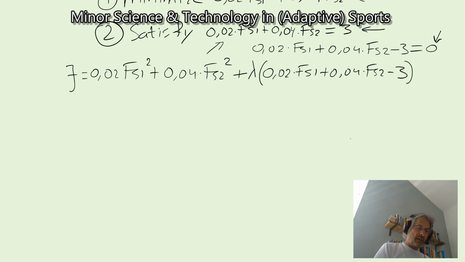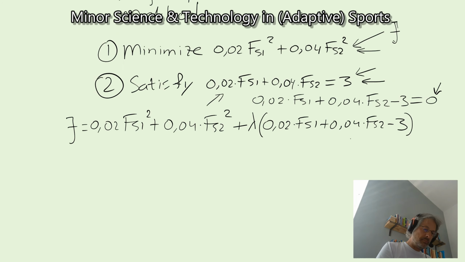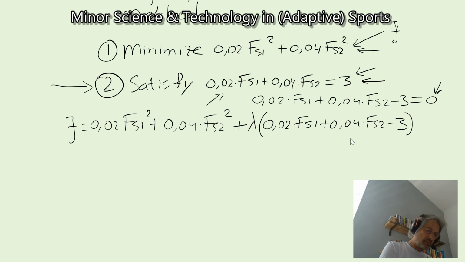Because what we have now is an unconstrained problem. We started with a constrained problem. This was the constraint. So we had a minimization with a constraint. And now we end up with only a minimization. The constraint has been incorporated somehow. And now we only have an unconstrained minimization. And we know what to do with an unconstrained minimization. We have to take the derivative and equate it to 0.